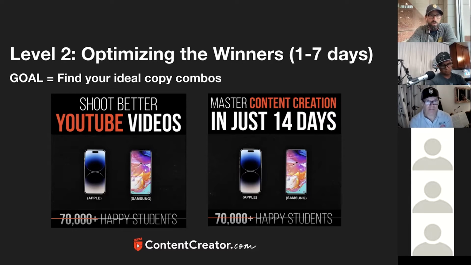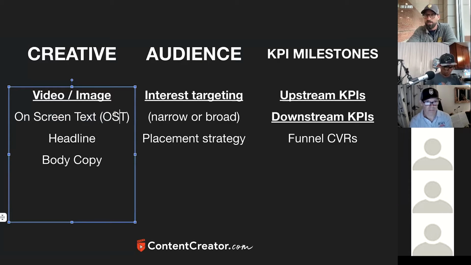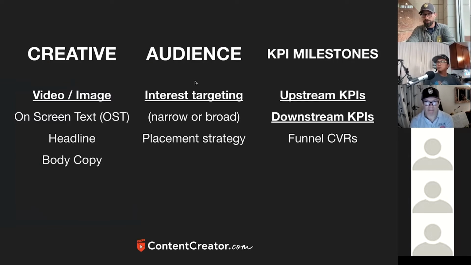Okay. So we have our videos. We could also be running image ads. Those also work well. We have our on-screen text, which is like the meme banner. We have our headline, which is either the headline in Facebook itself that has the call to action button next to it, or it's the first line in your body copy. And then we also have our body copy. Okay. So when I say creative, that's all of what I'm referring to, that bucket of things. Okay. Next, we have our audience.